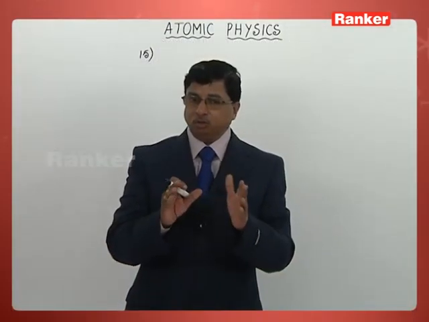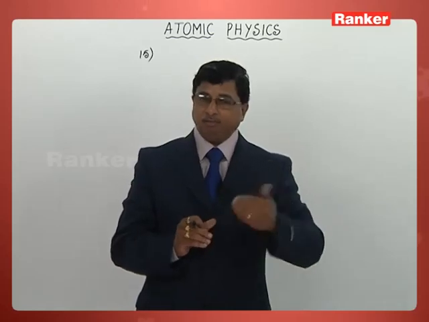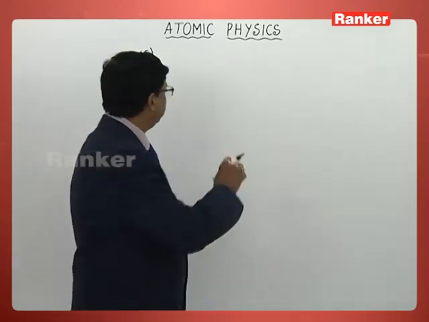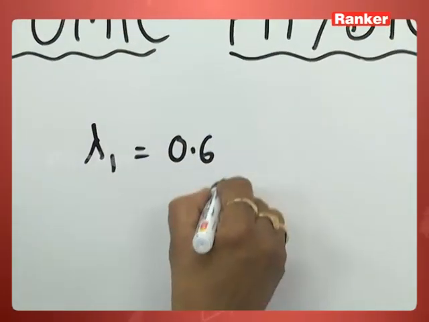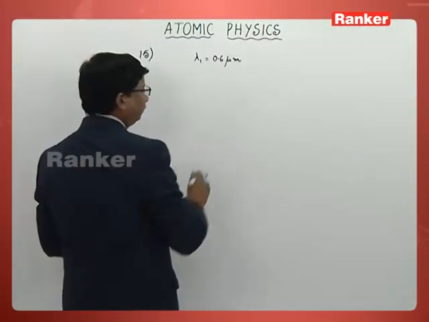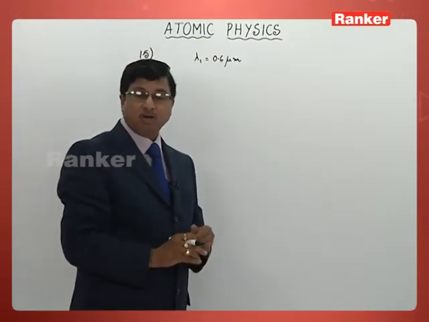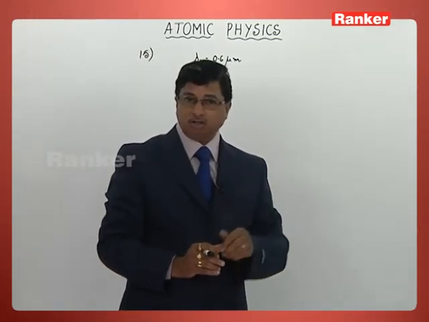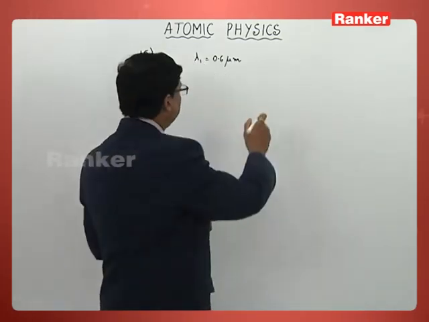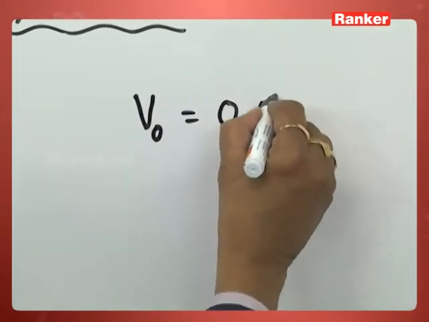Now he has given you four different values. Light of wavelength 0.6 micrometer, so the first wavelength of the light incident on the photocell is 0.6 micrometer. Then the stopping potential is observed to be 0.5 volt. I can write directly V0 is going to be 0.5 volt.